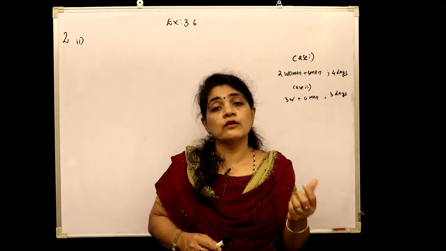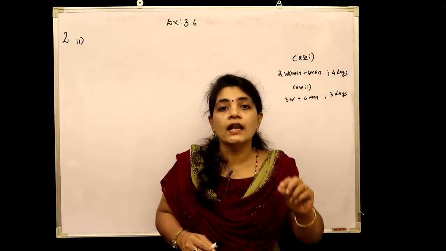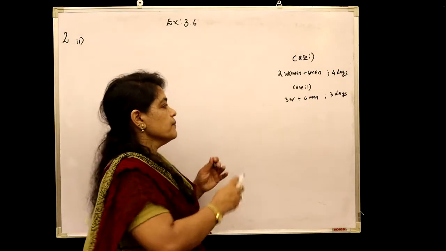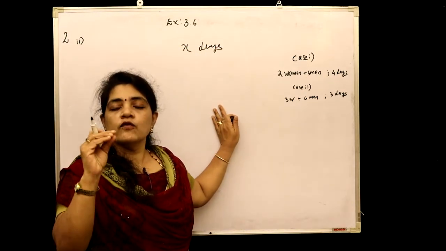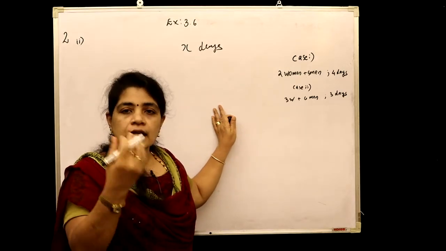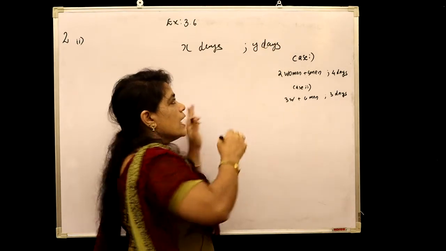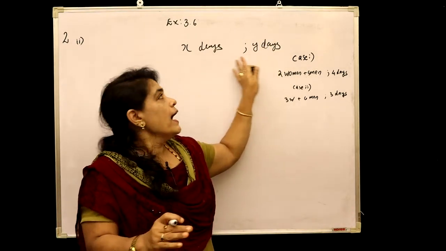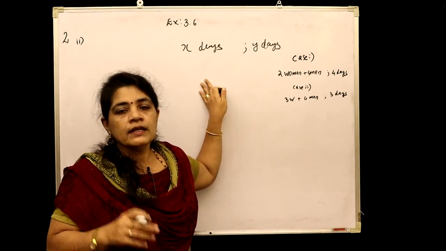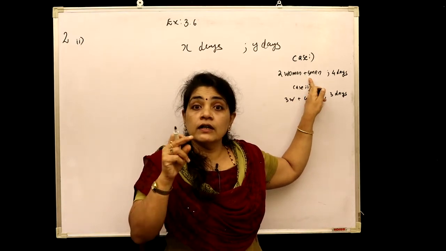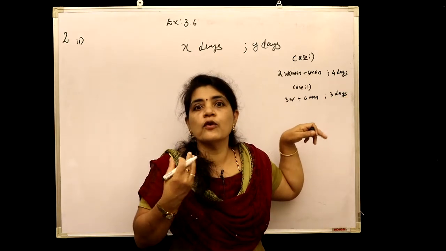Since we have to find 2 unknowns, let the time taken by one woman alone to finish the work be x days, and that of one man alone be y days. This is the time taken by one man alone, and this is the time taken by one woman alone to finish the work. In the first case, children, there were 2 women and 5 men. They worked for 4 days.